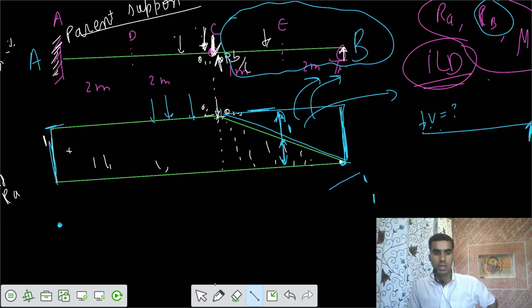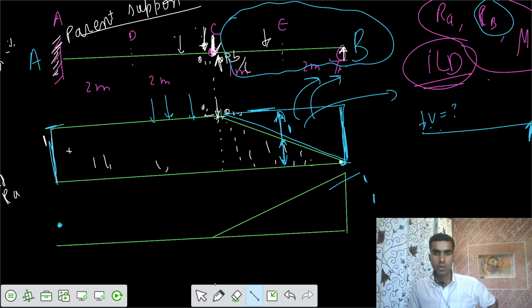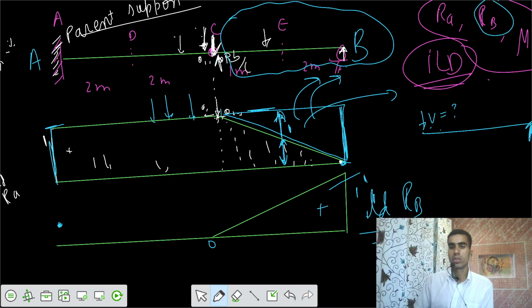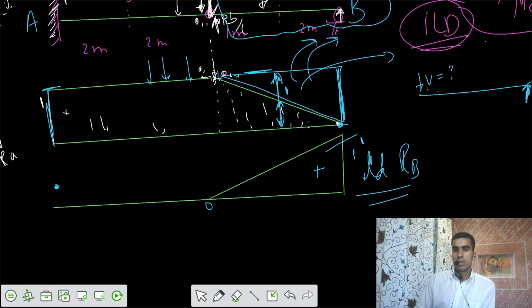So we can have that in a proper way. I would say this is your reference. I would say this is 1 unit. After that, you go to this point such that here it is 0 and this is 1 positive. So this is the ILD for reaction B. I hope you got it.